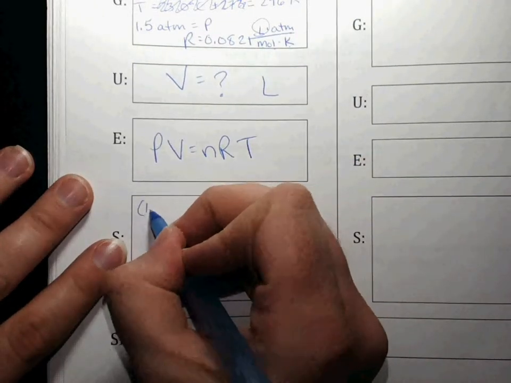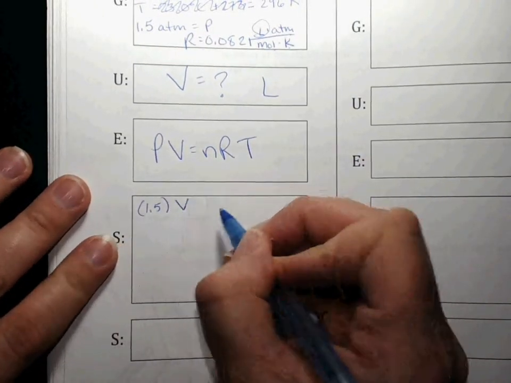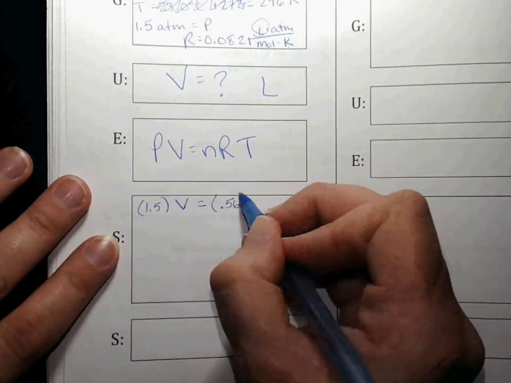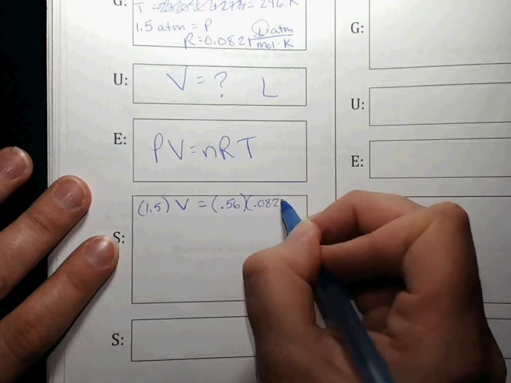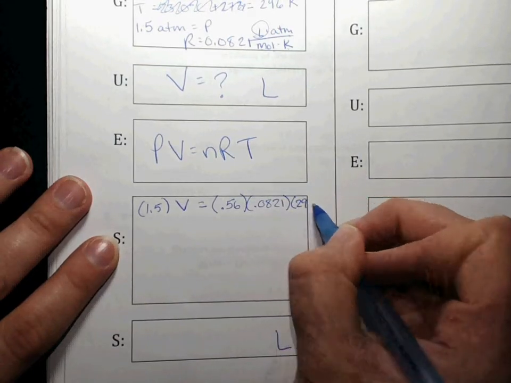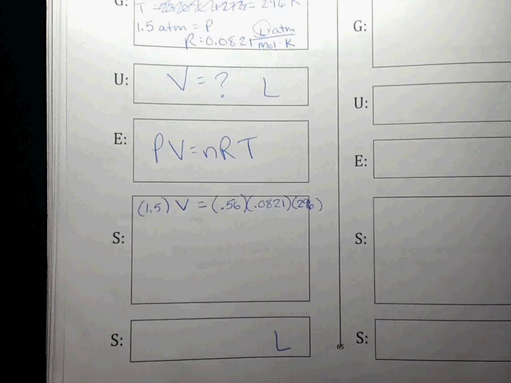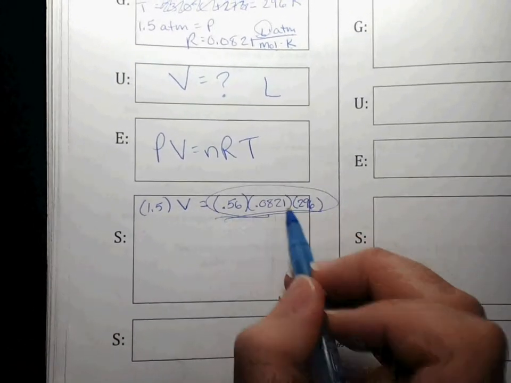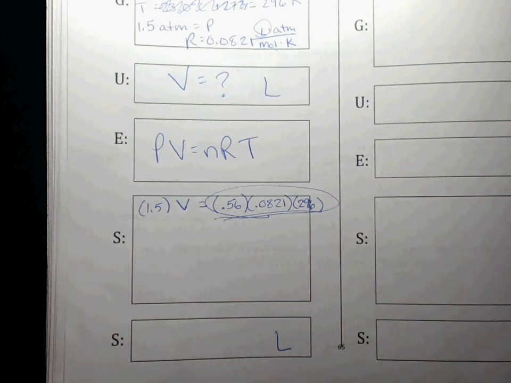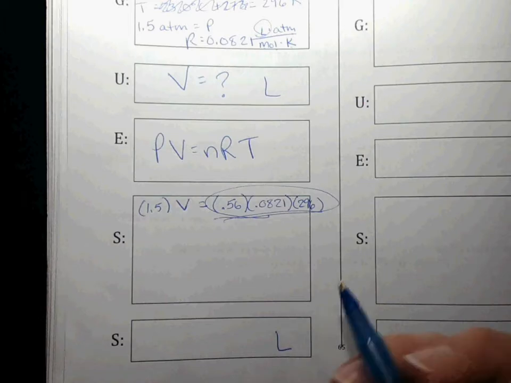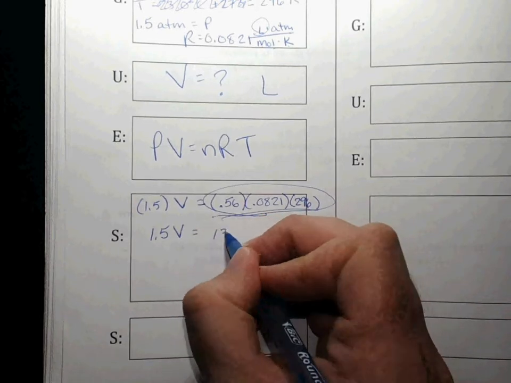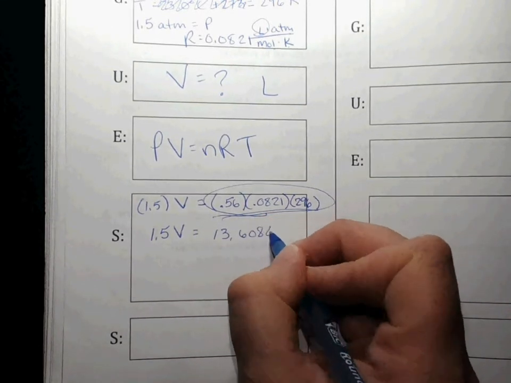Instead of P, I'm going to use 1.5. We don't know V, so that's going to stay as a variable. Equals n was 0.56, R is 0.0821, and T, make sure you use the Kelvin, 296. To solve this, I recommend first you simplify the right side just by typing that into your calculator, 0.56 times 0.0821 times 296.